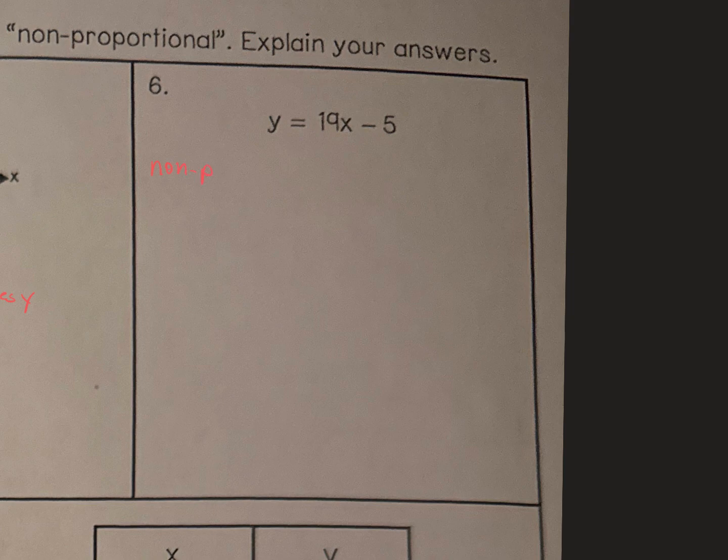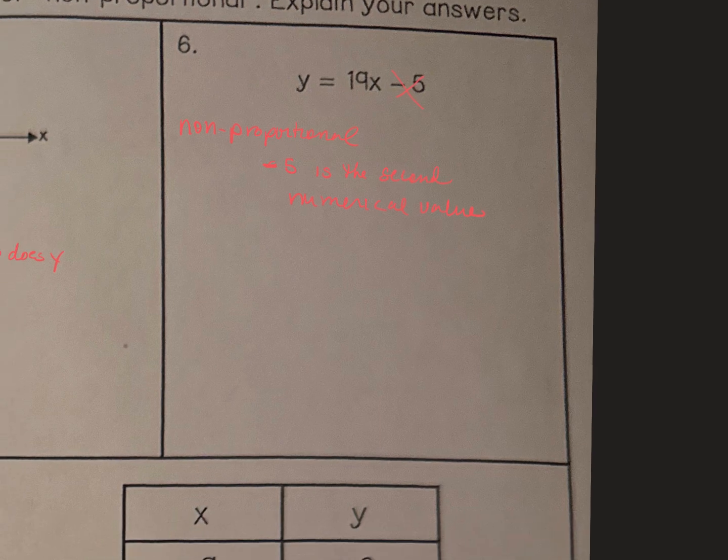Number 6 is non-proportional because -5 is the second numerical value. And for it to be proportional, it can only have 1. So that's why.